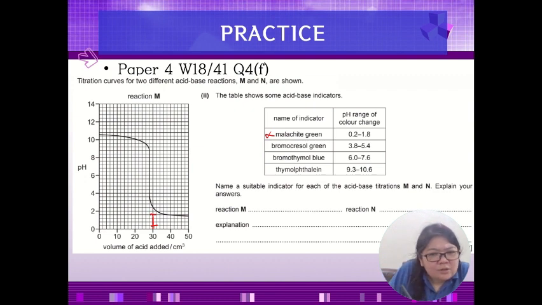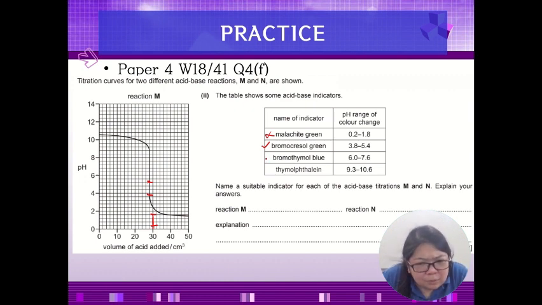Now bromocresol green, 3.8 should be here. 5.4, where is 5.4? 5.4 is here. Now it falls within the vertical region. Bromocresol green can be used as the indicator for this titration.